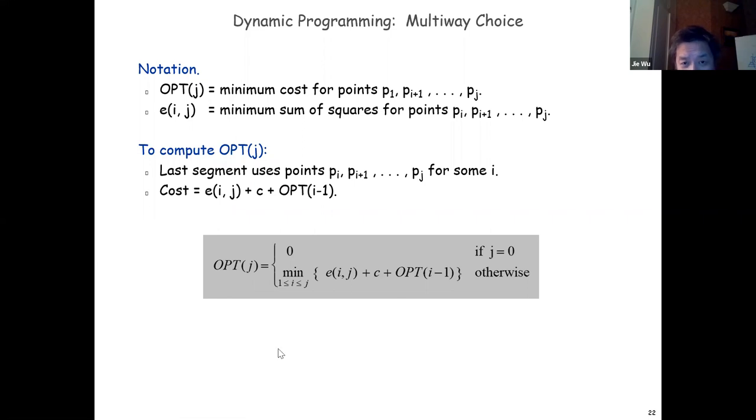Since this i could have all kinds of position locations, you could start from one all the way to j. If j is the same, that means zero. So if j is zero, it's zero. So that's very simple.